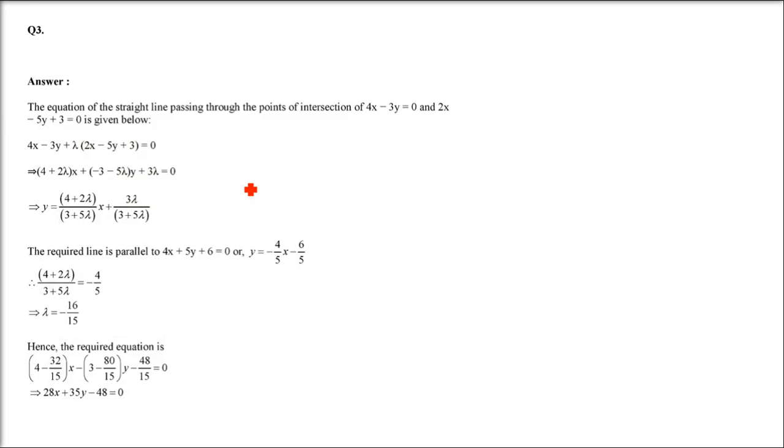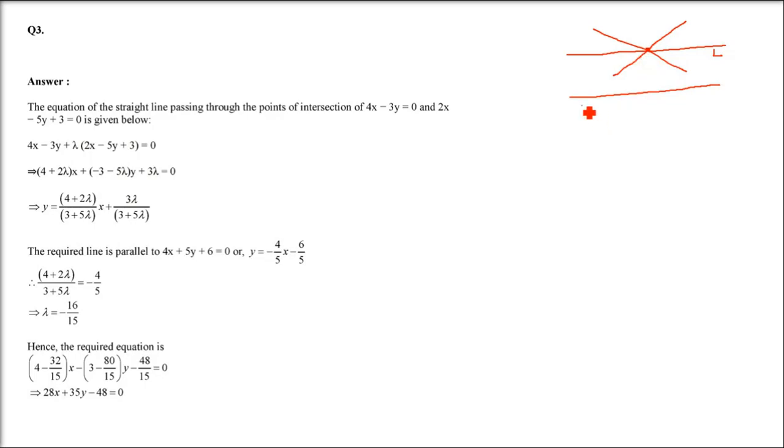This one is question number 3. Find the equation of the straight line through the point of intersection of the lines 4x minus 3y equals 0 and 2x minus 5y plus 3 equals 0, and parallel to the line 4x plus 5y plus 6 equals 0. So there is a line passing through the intersection of two lines, and it is parallel to a third line. Let us find out the family first, the family of lines passing through these two intersecting lines.